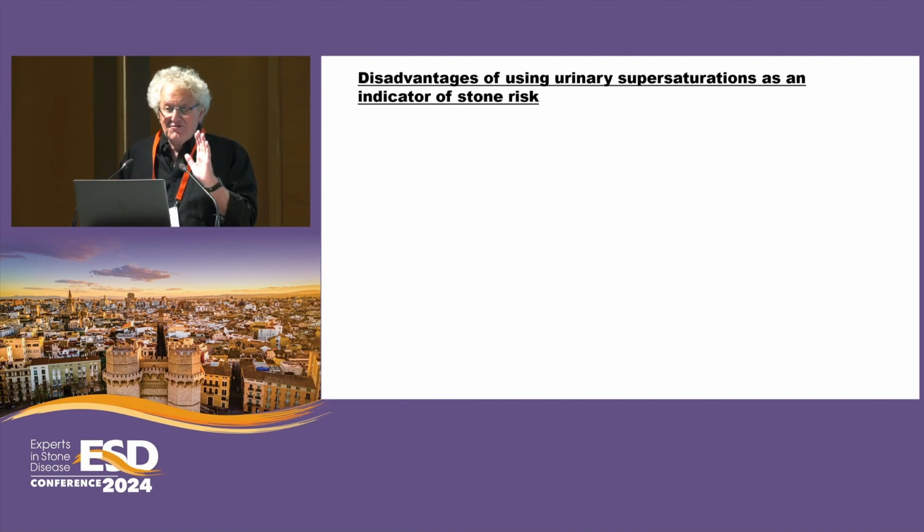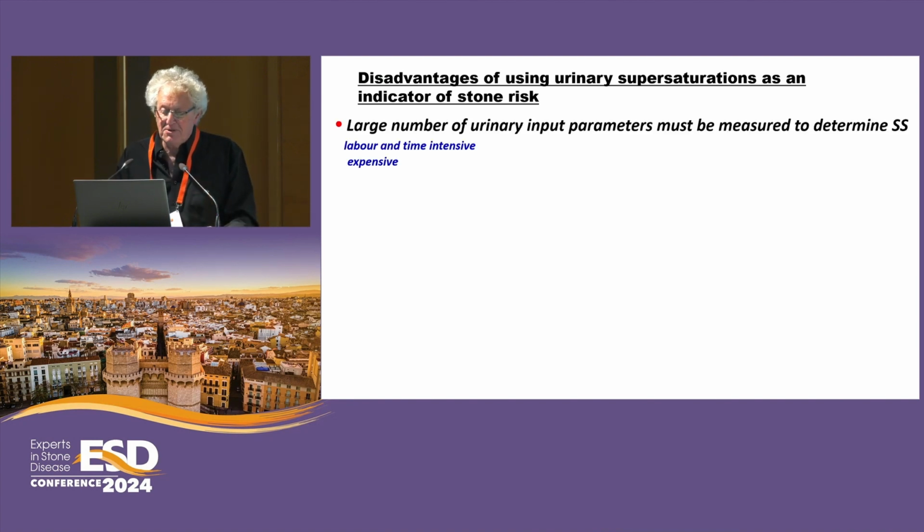Now, the disadvantages of the urinary supersaturation as an indicator of stone risk, despite the fact of its popularity, is that a large number of urine input parameters must be measured beforehand. You must measure the total calcium, phosphate, citrate, magnesium. There's about 13 or 14 components. It's labor intensive and time intensive.